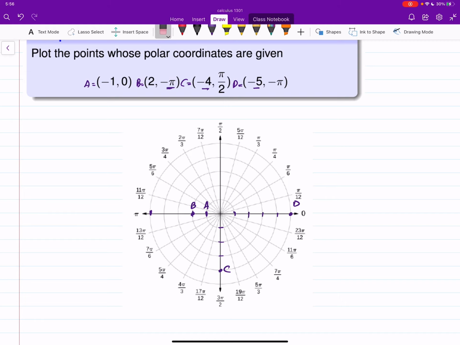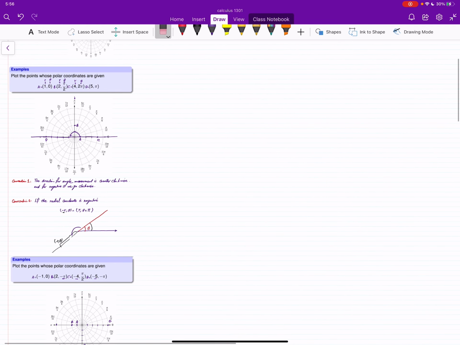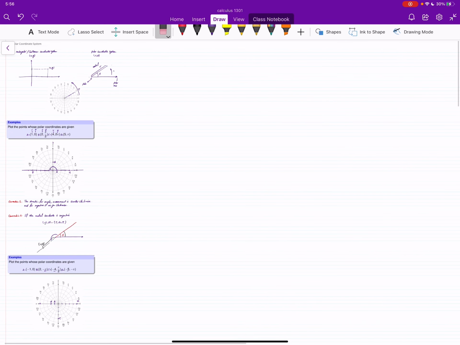Okay. So this is just the basics of polar coordinates. In the next video, we will learn how to transfer a polar coordinate to a Cartesian one and back.